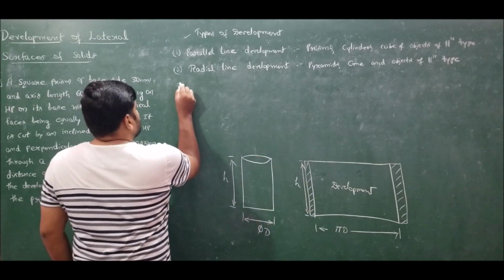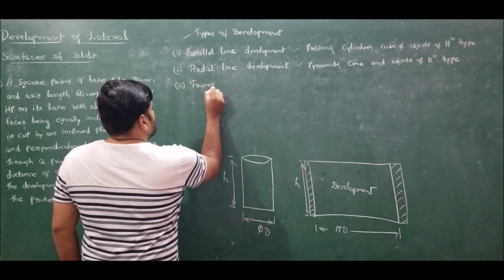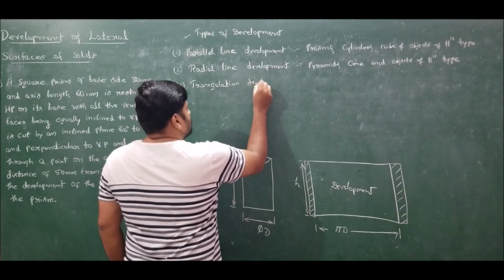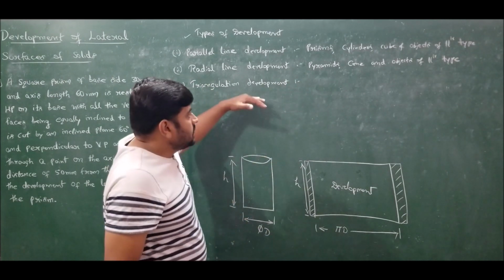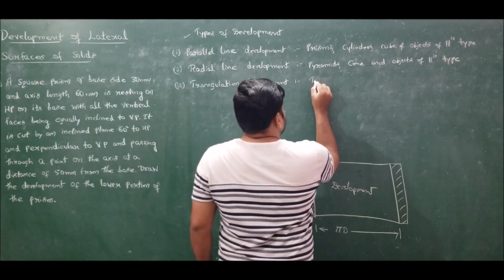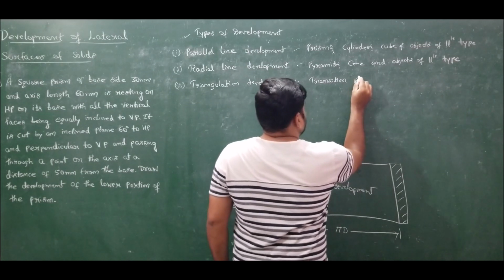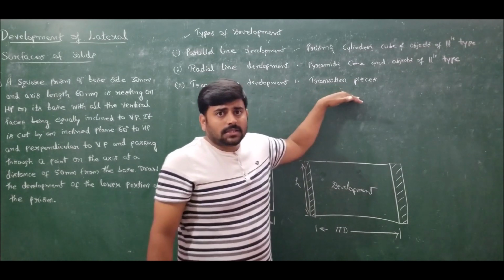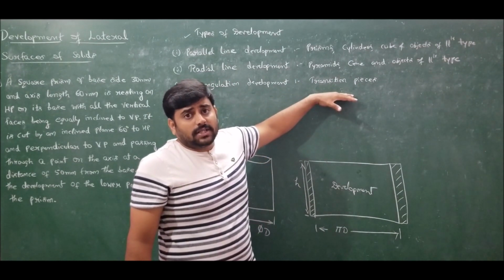Next, moving to the third one, that is triangulation development. Triangulation development is employed for development of transition pieces. What is the meaning of transition pieces? More than one object of different types connected together.